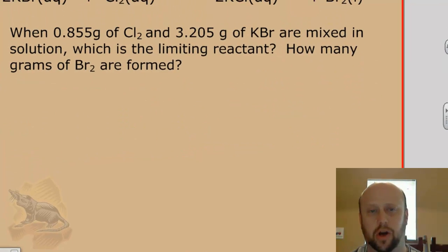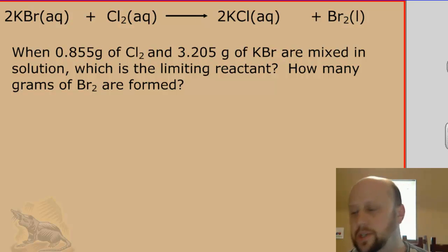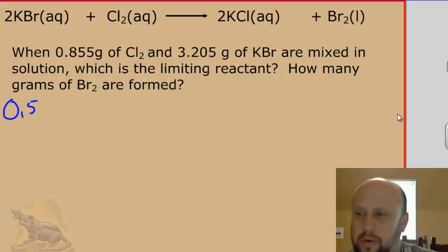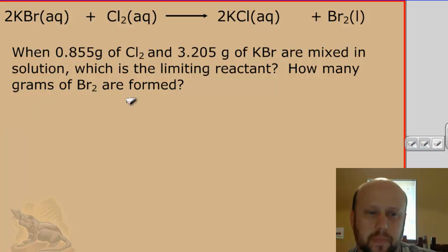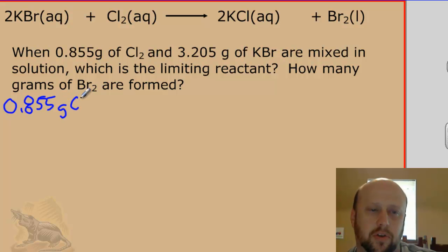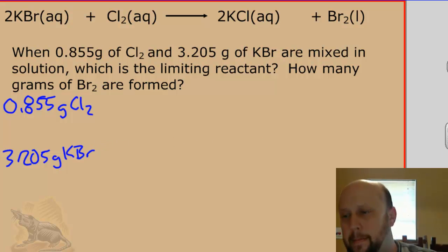All right, so let's work a more complicated one where there's a couple more steps involved. All right, so I've got 8.55. Whoops. Let's try that again. I have 0.855 grams of chlorine. Okay, this stuff. And I have 3.205 grams of KBr. Okay? Clean that up a little bit there, guys.